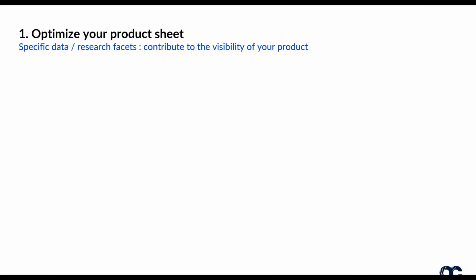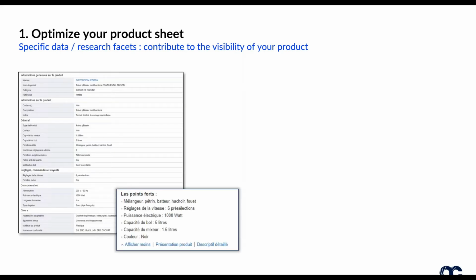So finally, you have your specific data and the research facet to take into account when you want to improve or modify your products. These data are very important and contribute to the visibility of your product, because if these data are not filled in, your product may disappear when your customer uses the search filters. The marketplace Cdiscount estimates that specific data increase traffic on a product sheet by 25%.